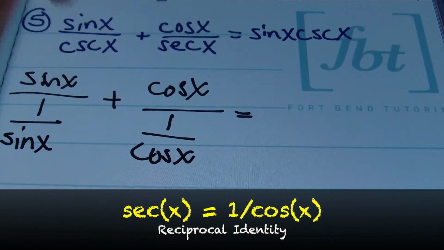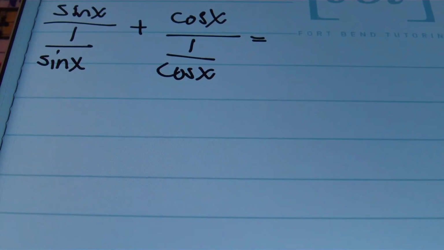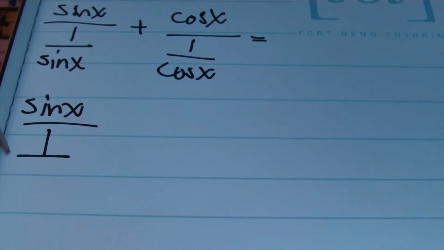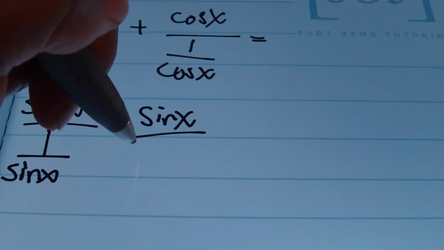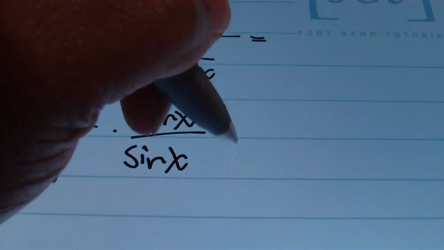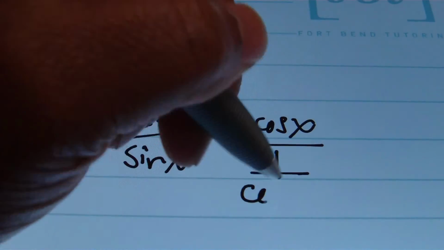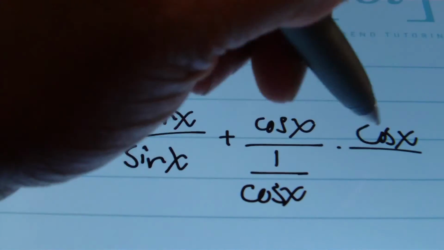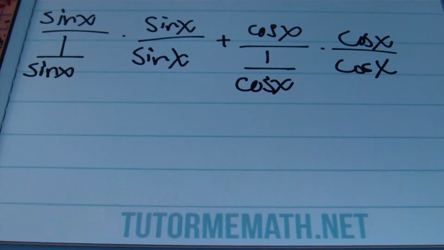From here, I'm going to go ahead and multiply the numerator and the denominator of that first fraction times sine x. So it looks like this. I have sine x over 1 over sine x times sine x over sine x, plus cosine x over 1 over cosine x. And I'll be multiplying by 1 in the form of cosine x over cosine x. All right, so this is what we have thus far.